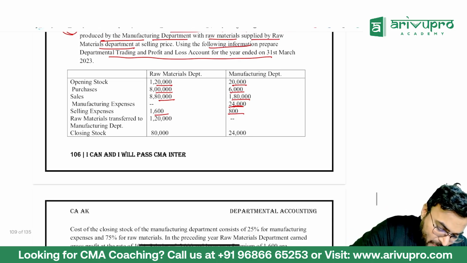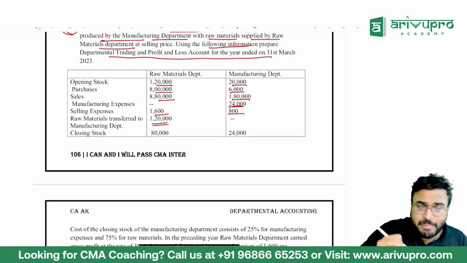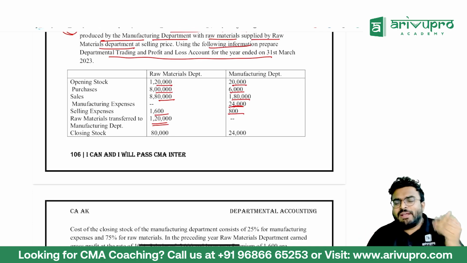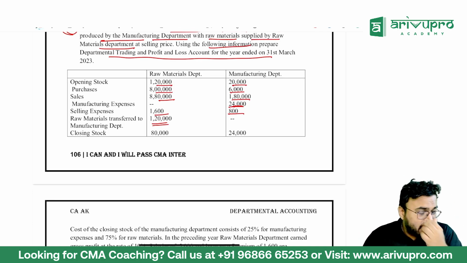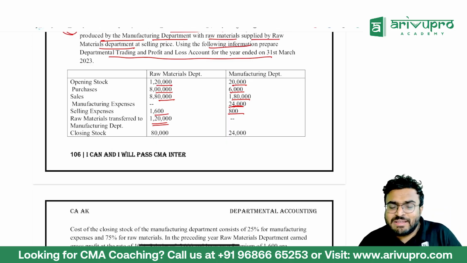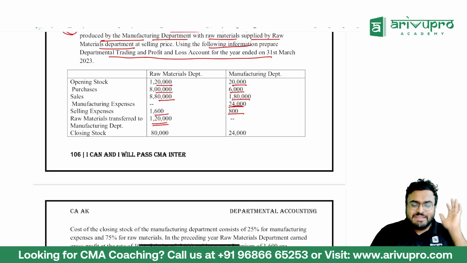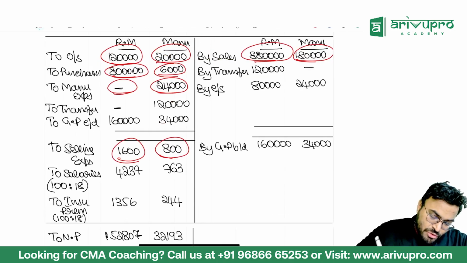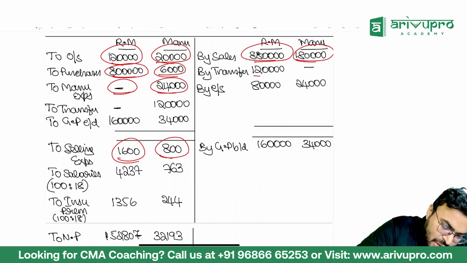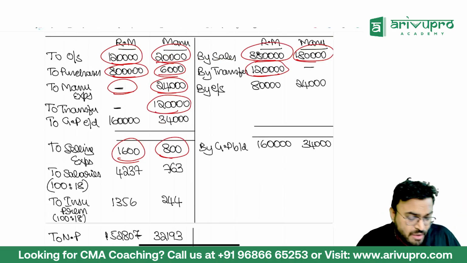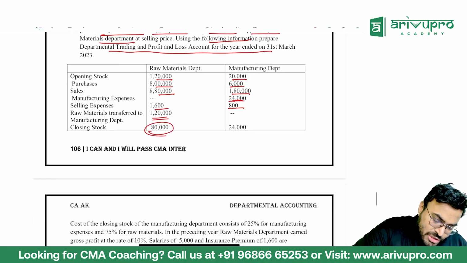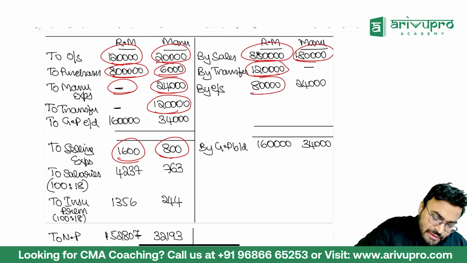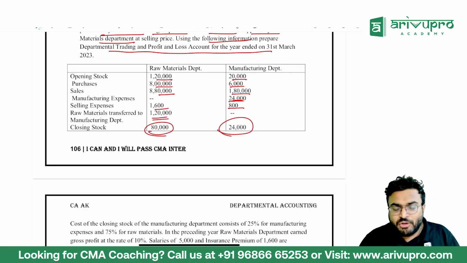Then you have raw material transfer to manufacturing department. If one department transfers goods to another department, for the department transferring, it is sales, but the department which is receiving, it is purchases. So here you can see to transfer, the raw material department is taking it as sales and the other department is taking it as purchases. Then you can see over here closing stock, direct item 80,000 and 24,000. Directly you are going to enter it.